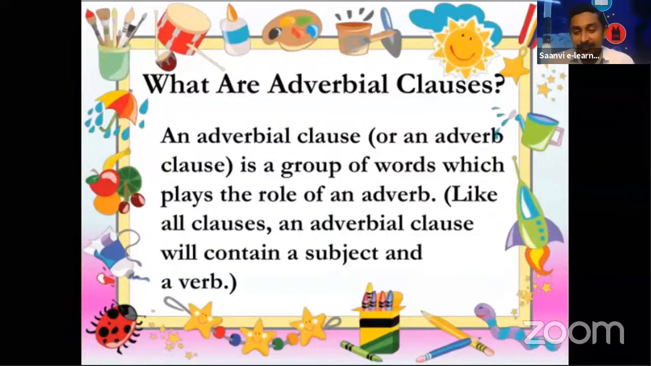Smart Amir shook his head violently. He shook his head violently. What does it mean? How did he shake his head? Violently. So the word violently shows how he has shaken his head. An adverb does the role of informing us how it has been done. So an adverbial clause is also a group of words. It does the function of an adverb. It will contain a subject and a verb.